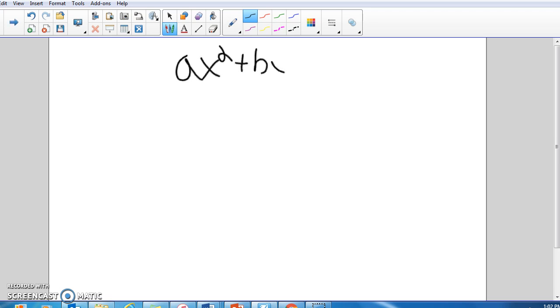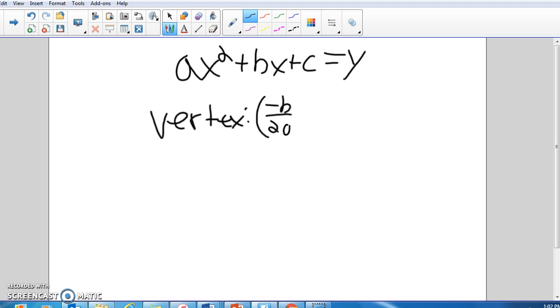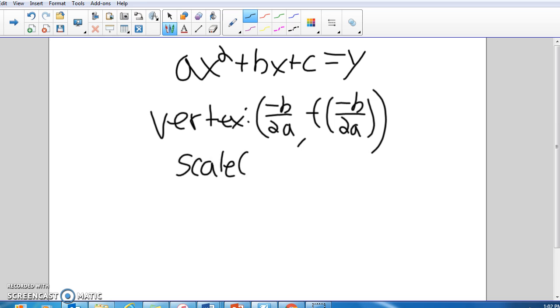ax squared plus bx plus c equals y, we can know that the vertex of it is simply going to be negative b over 2a, and then whatever we would get when we plug negative b over 2a into our equation. And so that's going to be the middle of the graph. And then we can know our scale factor is going to be a. So that's how much it's going to be squeezed or stretched out.